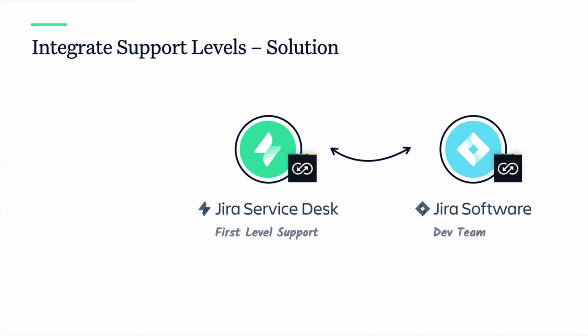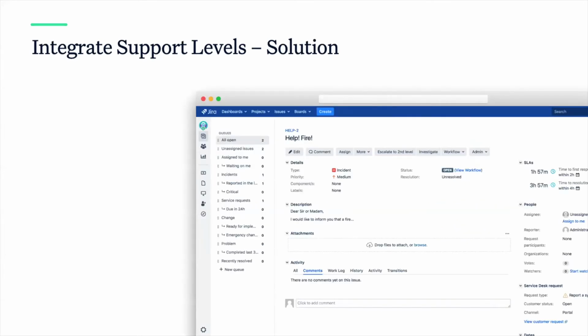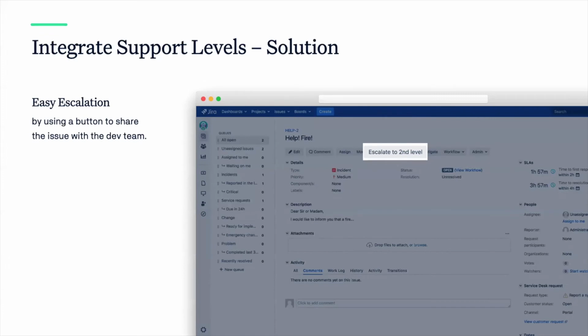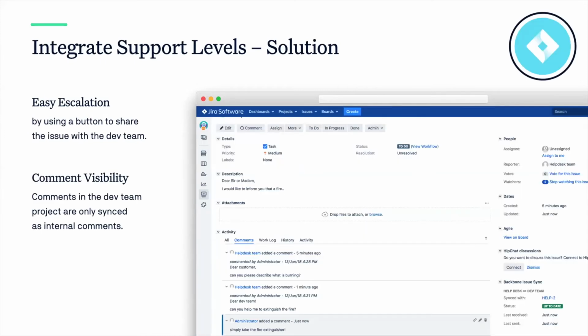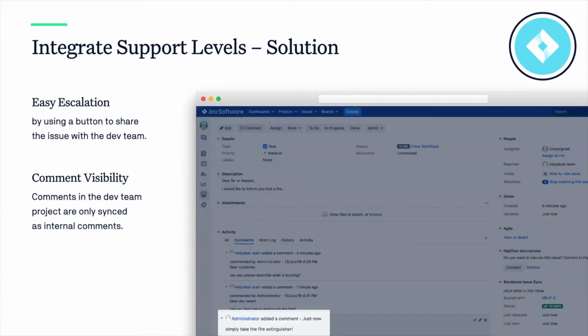So they also set up a synchronization between their projects. Now when a ticket is created, let's say a fire broke out and they need some help, they escalate it to the development team using that button on the issue, escalate it to the second level. The issue gets automatically synchronized to the development team's JIRA. And here the developer sees the ticket and can write a comment in JIRA Software. Oh yeah, simply take the fire extinguisher maybe.